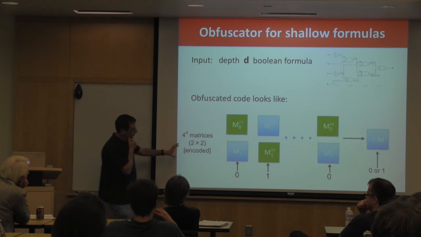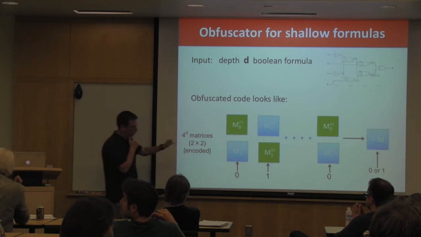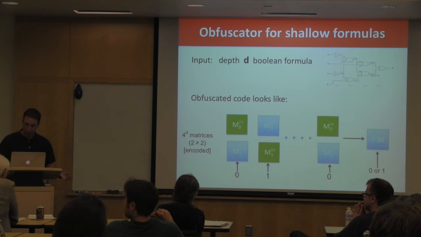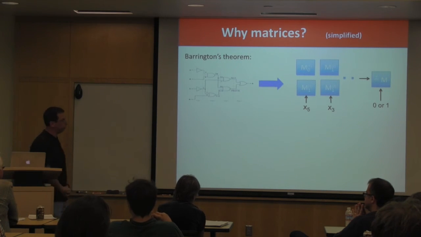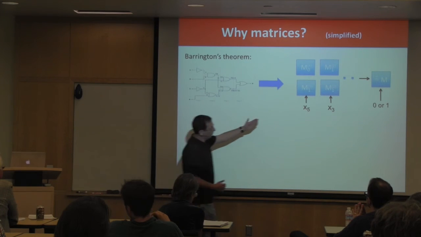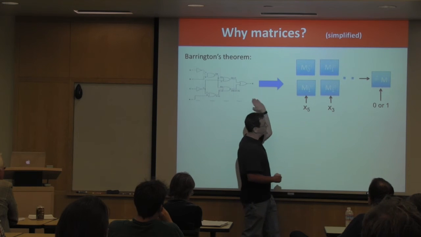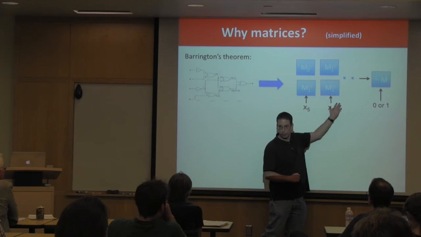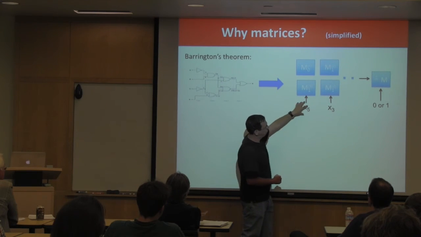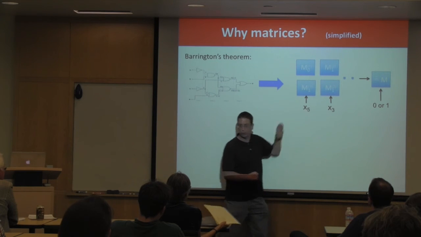Good, so that's step number 1. We took it and wrote it as a bunch of matrices. You should ask me first of all, why do we use matrices in the first place? Well, this might already look obfuscated to you. It looks like it has nothing to do with the original formula, but it turns out this is not an obfuscation. You can actually invert this and recover whatever secrets are available.